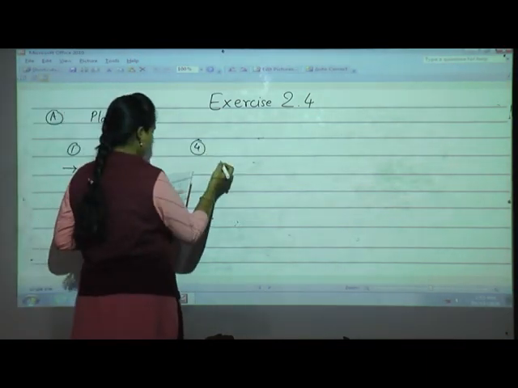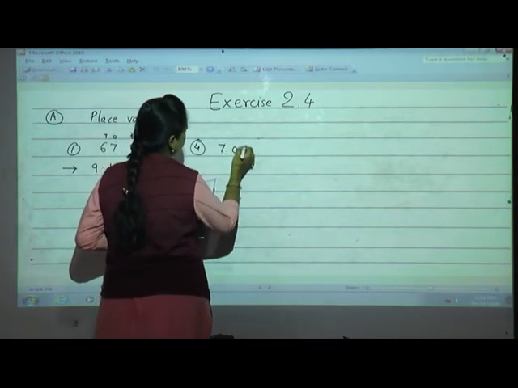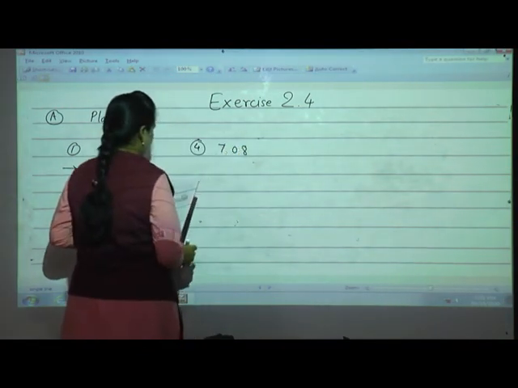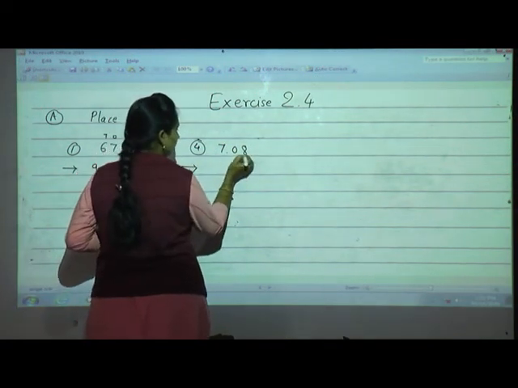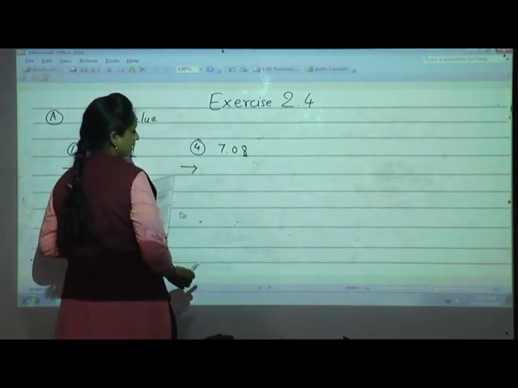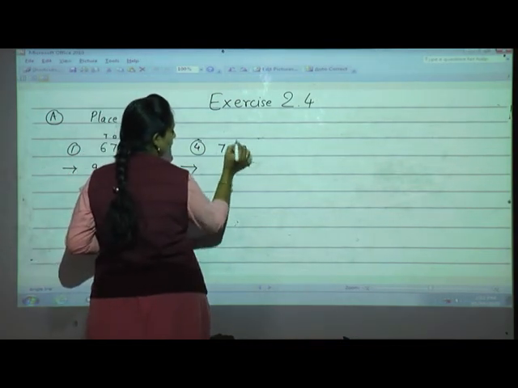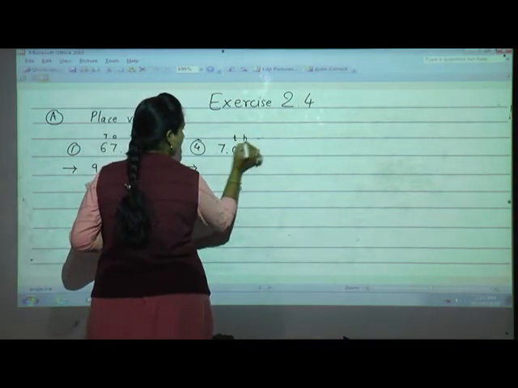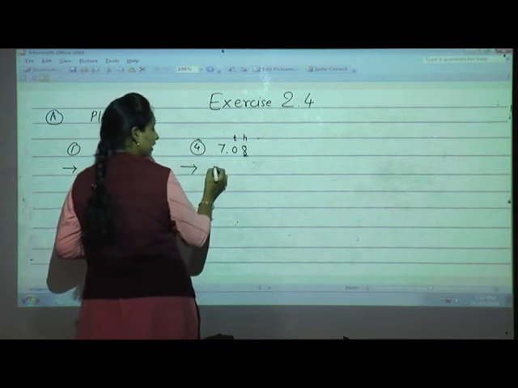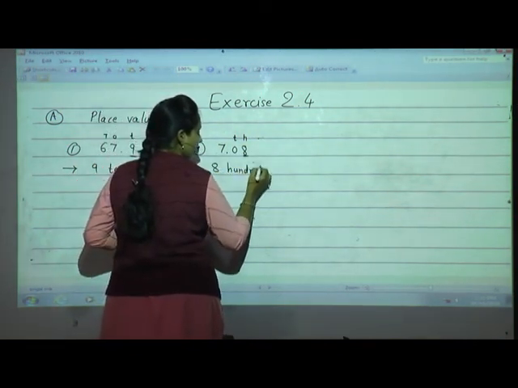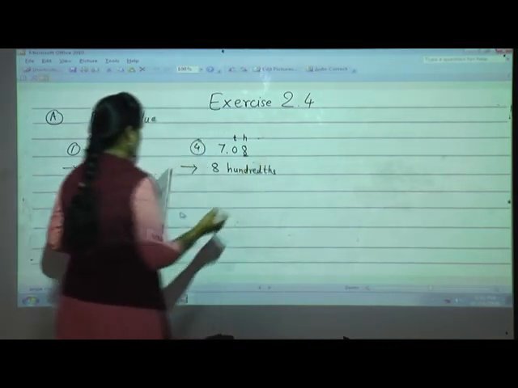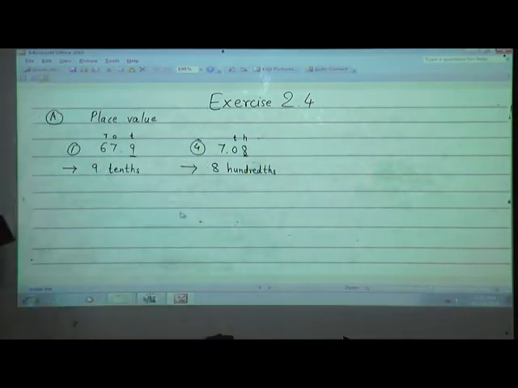Now next, the fourth one I will take. What is the fourth one? 7.08. Now see, in this they have underlined 8. Now see, after the decimal point, tenths and hundredths. So what can you write here? 8 hundredths. Isn't it? In this way you have to write.